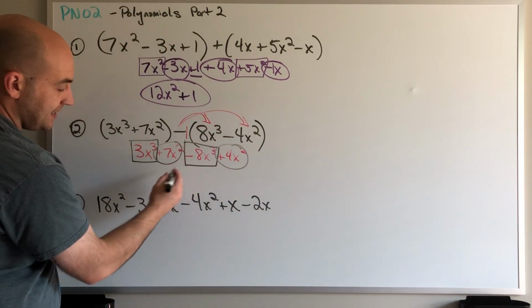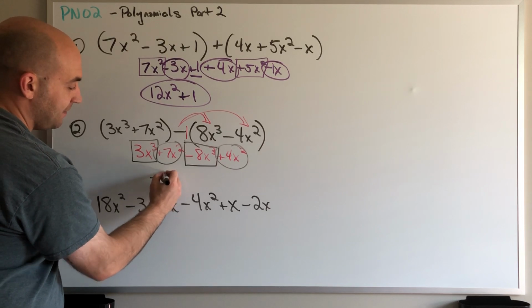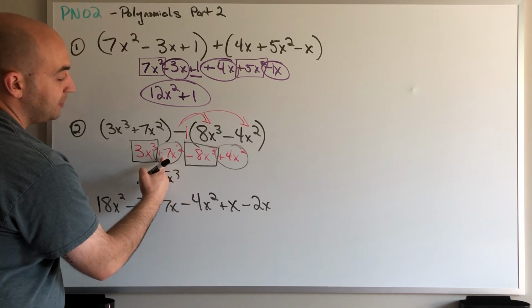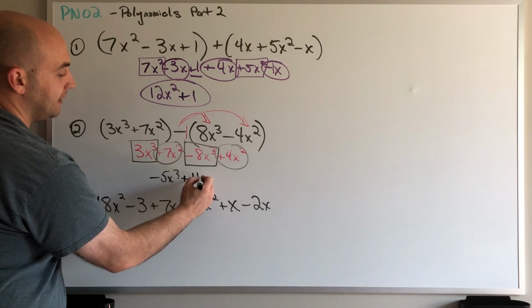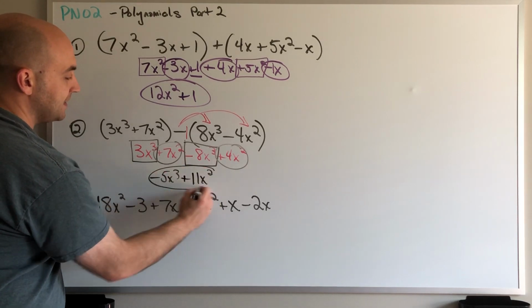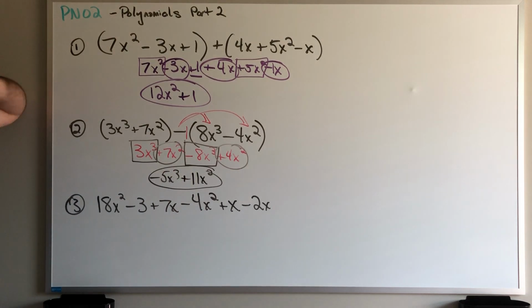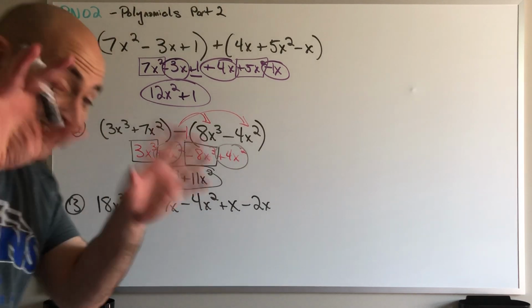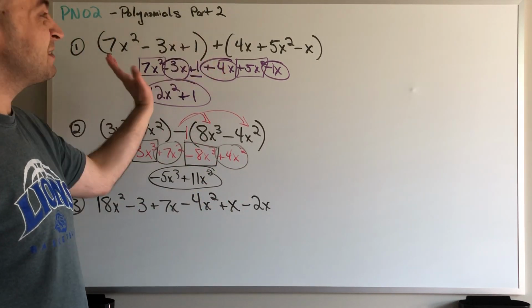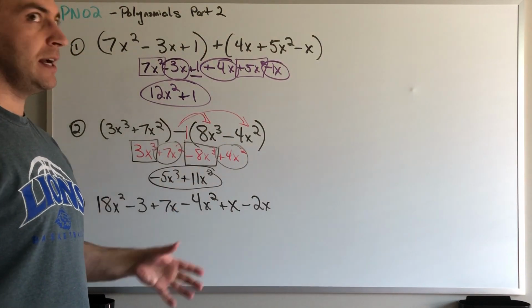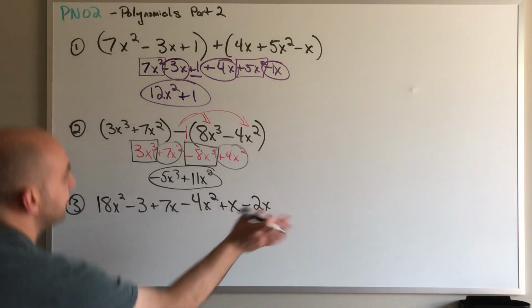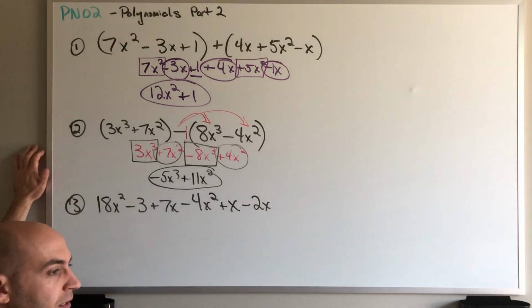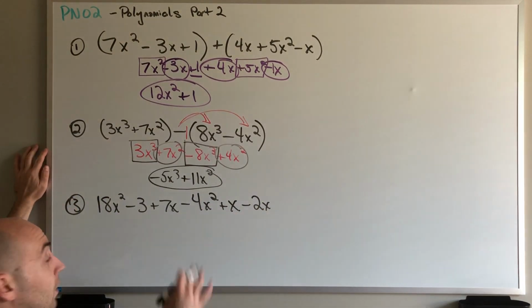Okay, let's combine now. 3x to the third minus 8x to the third will give me a negative 5x to the third. And then plus 7x squared plus 4x squared, I'll add both of those and I'll get 11x squared. Final answer, negative 5x to the third plus 11x squared, okay? Key point here, plus signs, nothing really happens. Negative signs distribute. This one has no parentheses, so let's just go ahead and circle, square, underline, whatever you want. Hopefully you can still see me.